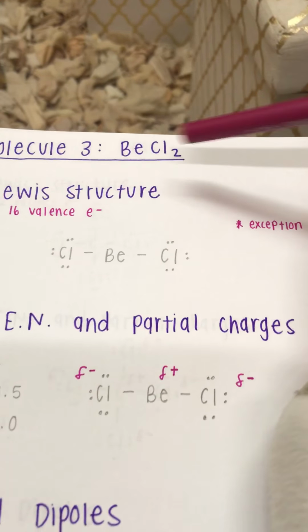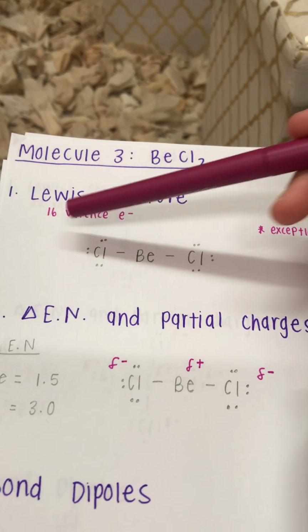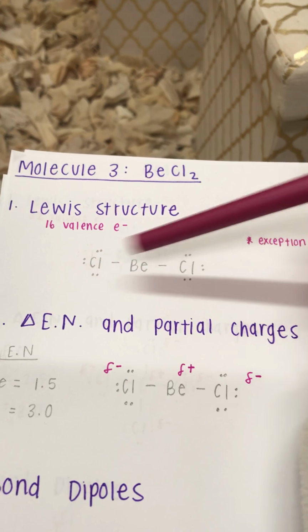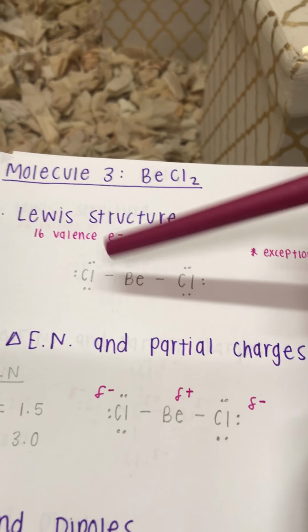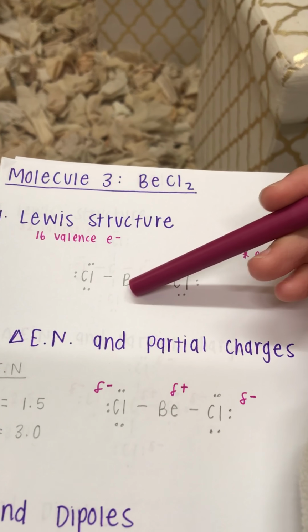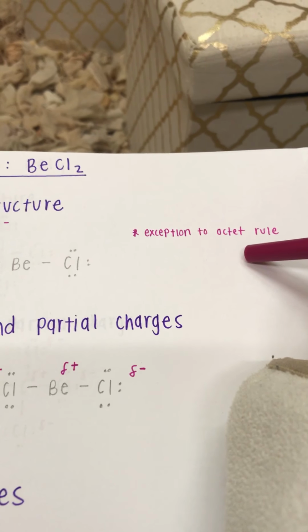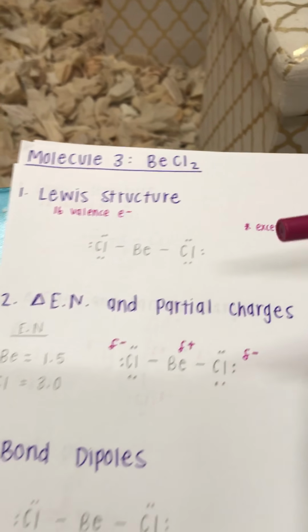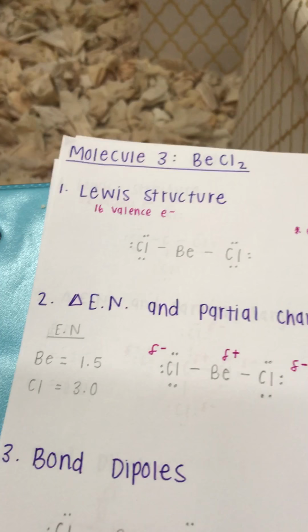Your third molecule is BeCl2, 16 valence electrons. So I fill my outer atoms first with octets. I run out of electrons, so I just remember that Be is one of the exceptions to the octet rule. So it doesn't have to have the full 8 electrons. So that's the correct Lewis structure.